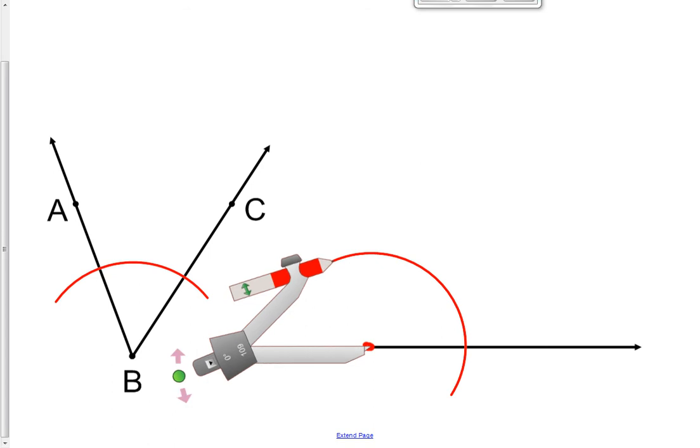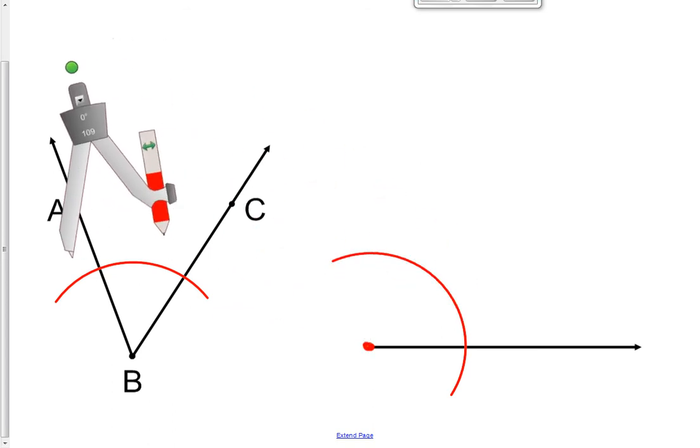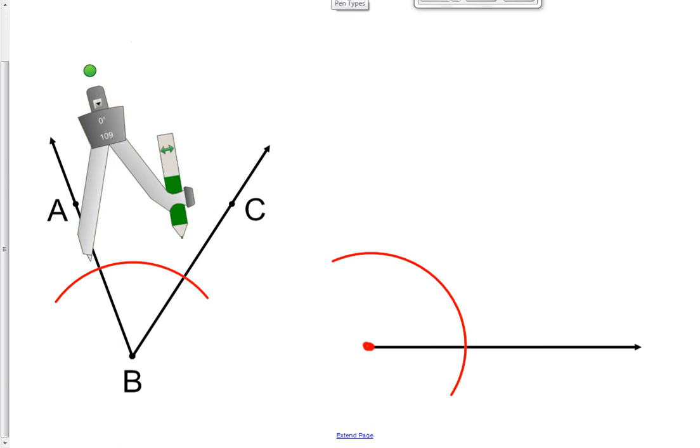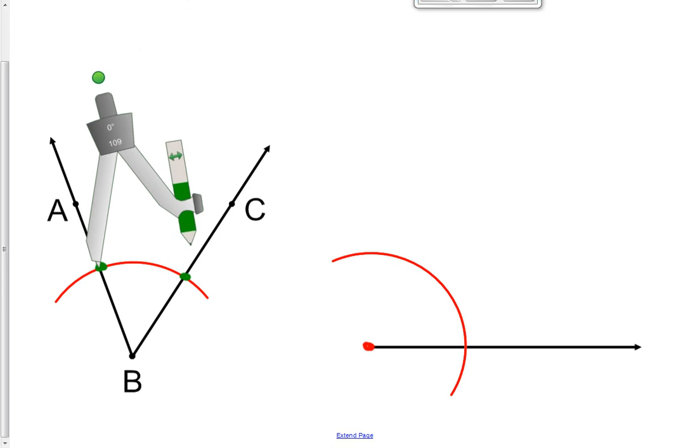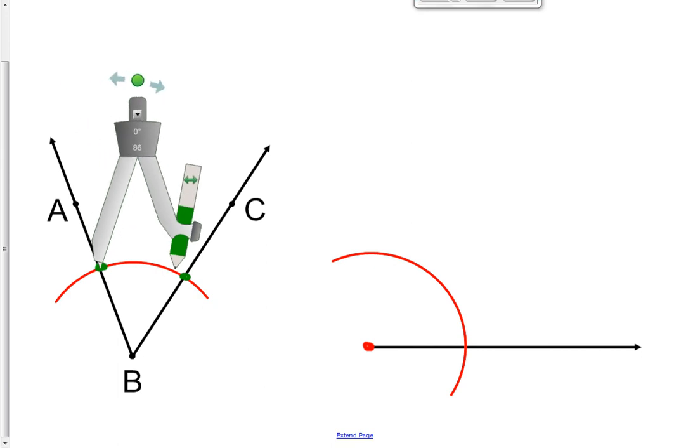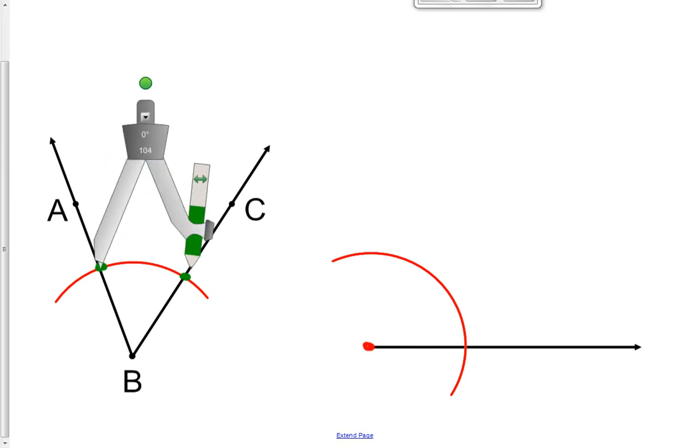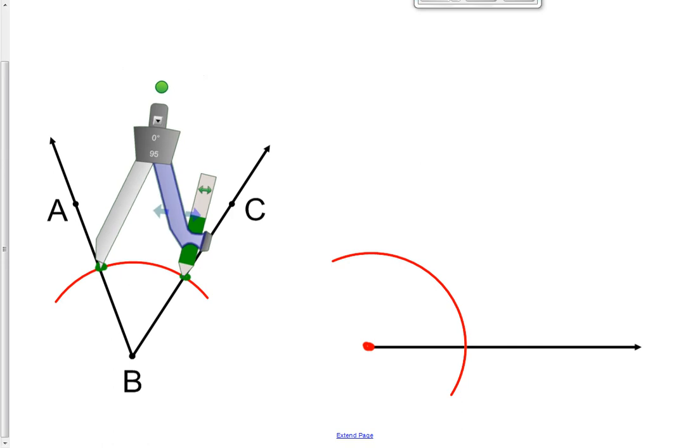All right, the next thing you're going to do is get the distance of this intersection point to this intersection point. So you're going to put your needle at one of those intersection points, and your pencil at the other intersection point. So open it or close it, whatever you have to do to get the needle at one end and your pencil at the other intersection, just like I have up here. Now from here, you're going to put the needle at this intersection point on the new angle that you're going to copy.